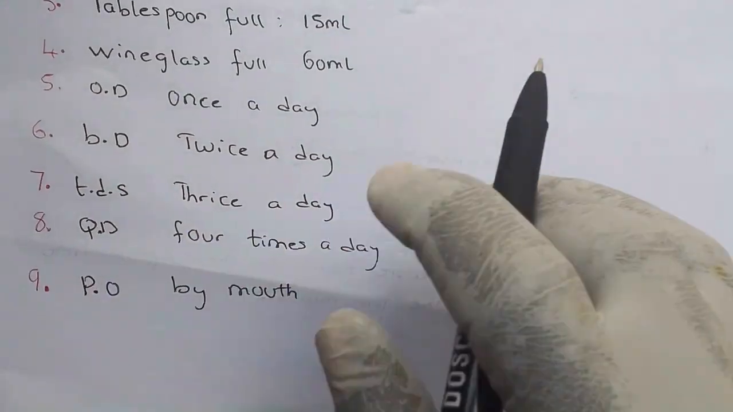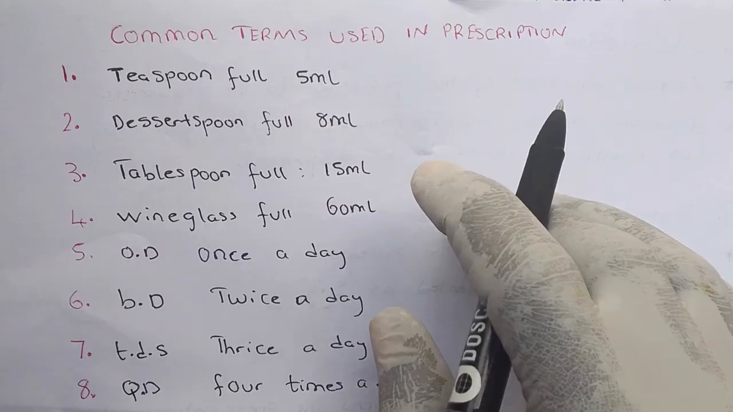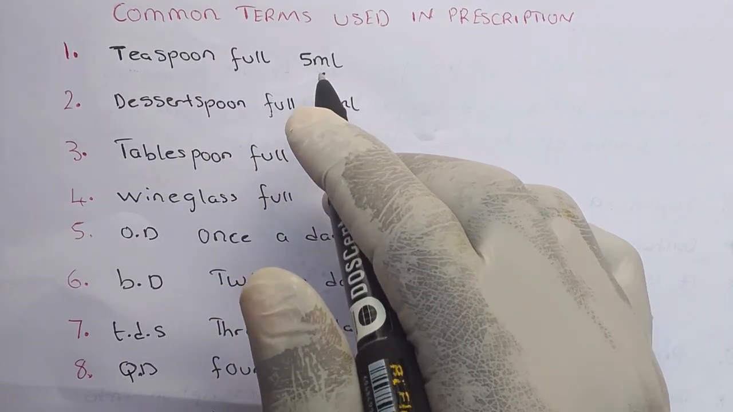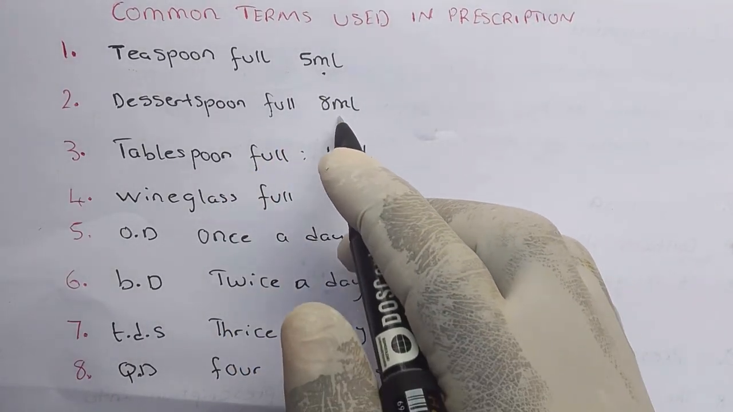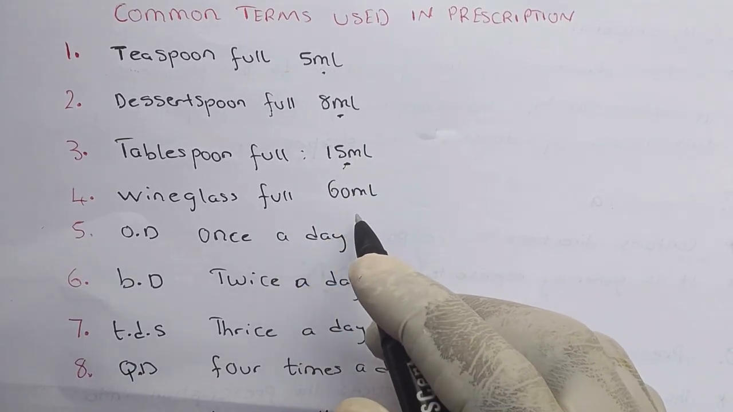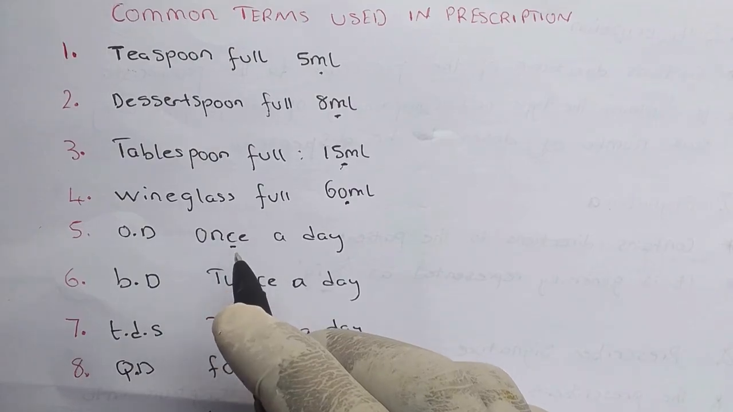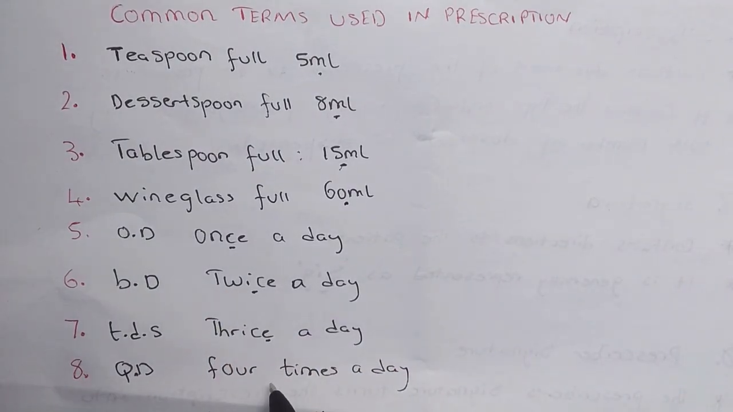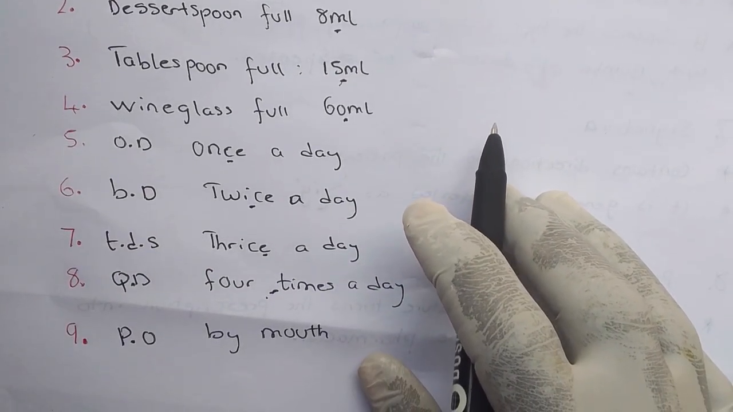These are some common terms used in prescription. First is teaspoonful. When you see a prescription containing 1 teaspoonful, you should be able to know it's 5 milliliters, as 1 teaspoonful is equivalent to 5 milliliters. Dessert spoonful 8 milliliters, tablespoonful 15 milliliters, wineglassful 60 milliliters, OD once a day, BD twice a day, TDS thrice a day, QDS 4 times a day, PO by mouth.